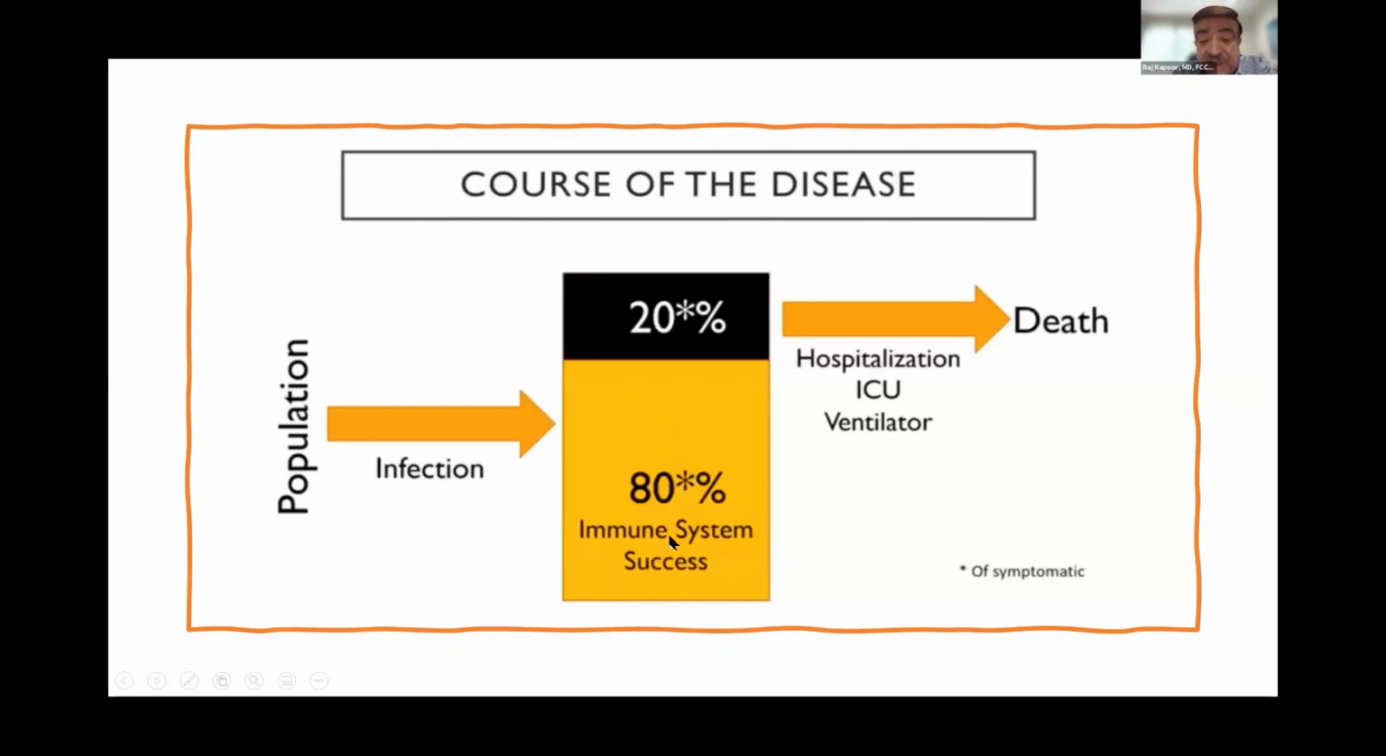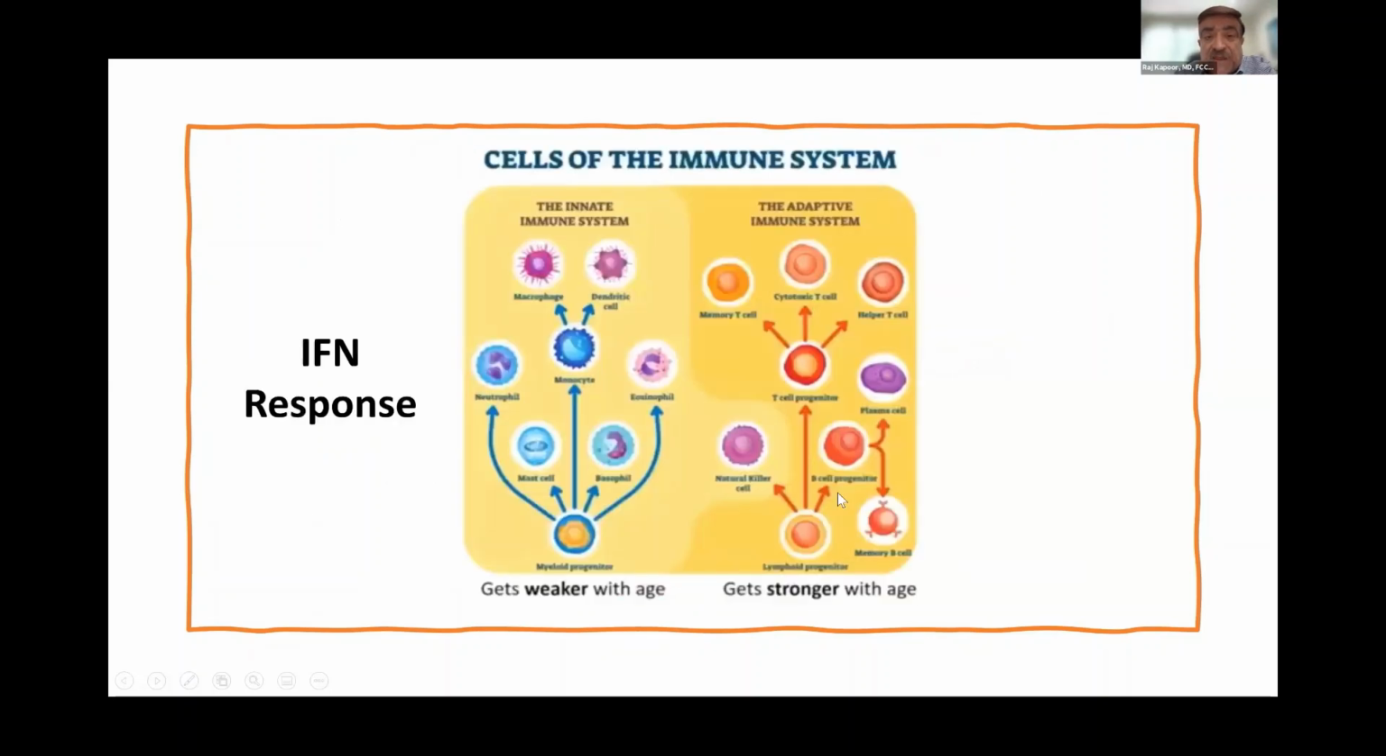This 80% immune success depends on your immune system. Once there is infection, the body's immune system comes into play. There are two immune systems, the innate immune system and the adaptive immune system. The innate immune system comes into play within 2 hours after the infection, and the adaptive one may take about a week or two. The most important cells of the innate immune system are the natural killer cells and the monocytes.